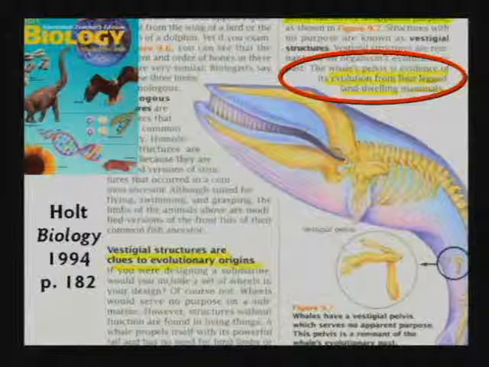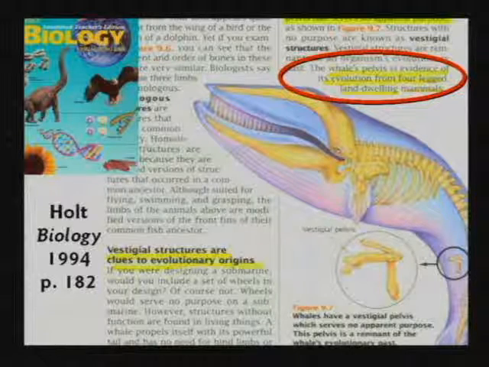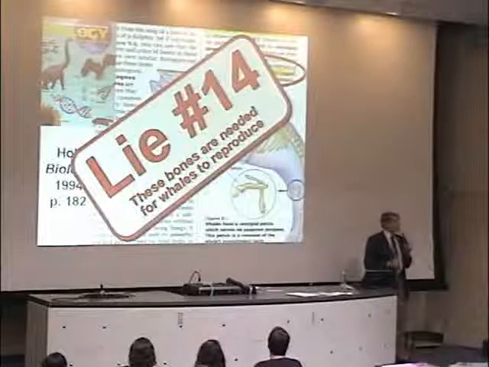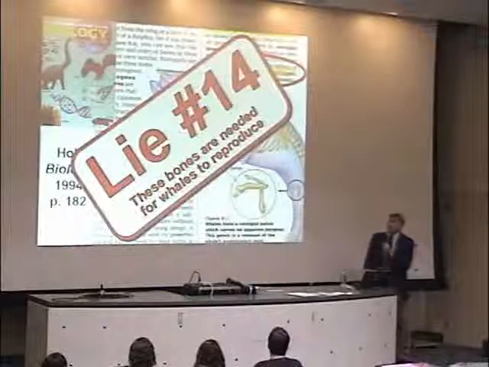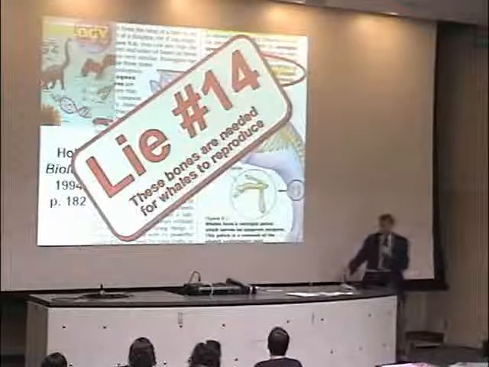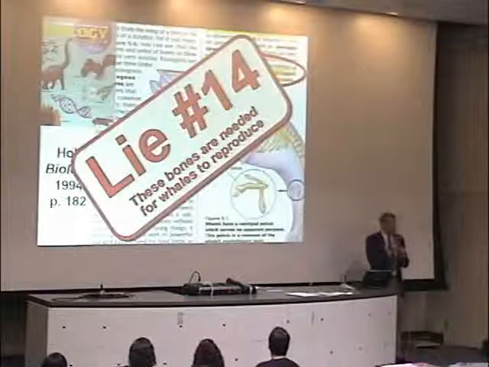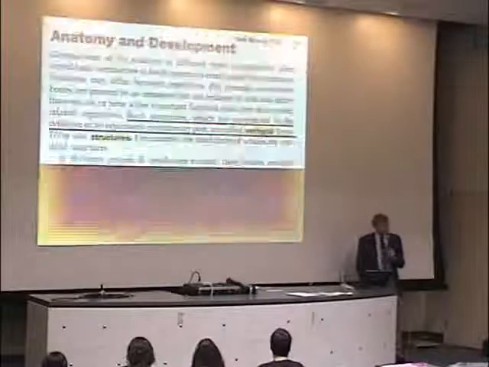Folks, this is simply a lie. Those bones in the whale's abdomen are special bones that have special muscles attached to that allow the whales to reproduce. Whales are pretty big, you know. They just simply can't have more baby whales without a little assistance from these special bones and special muscles. Now, anybody that's telling you the whale's pelvis is evidence of evolution is either ignorant of whale anatomy or they're lying trying to support a theory. But it's not true. That page should be torn from the book.